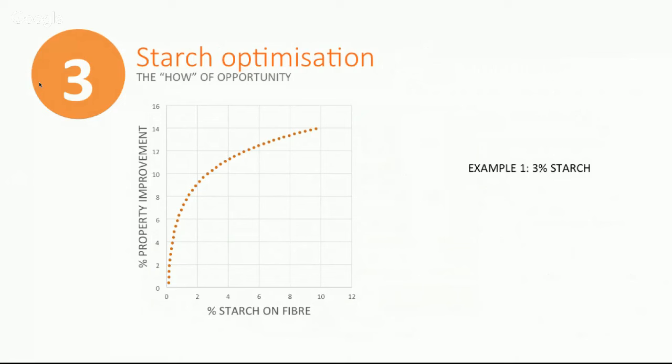The plot on the left shows you percent property improvement against percent starch on fibre. Spend a second or two to look at that. Okay, what you can see is that as you add starch, say from 0 to 10%, which is the scale on the horizontal axis of the plot, you get a significant improvement, and then it starts to roll off. That's a typical shape of a starch effectiveness curve. What that means is that beyond a certain point of starch addition, you're really not getting much benefit from the starch addition.